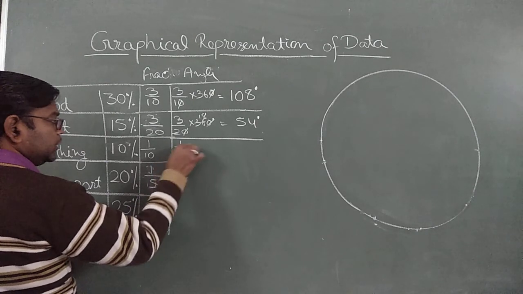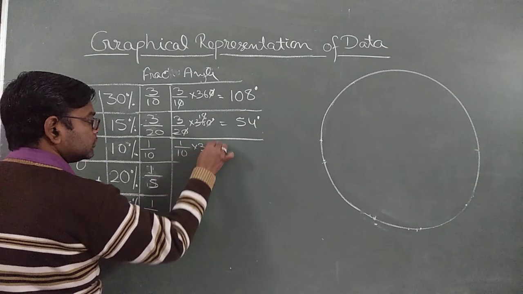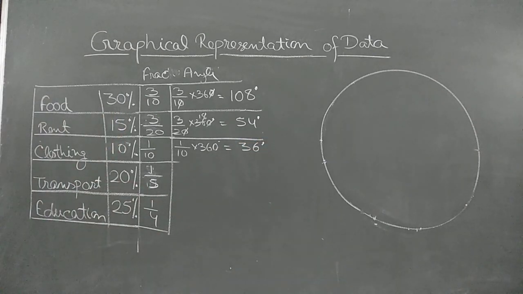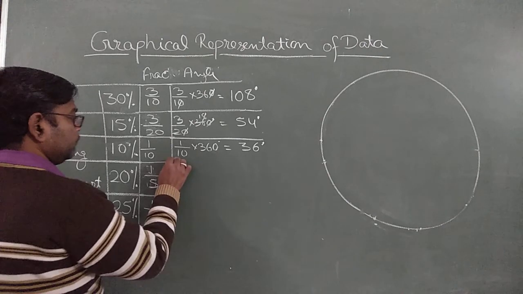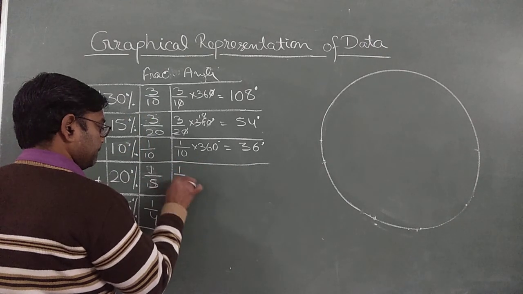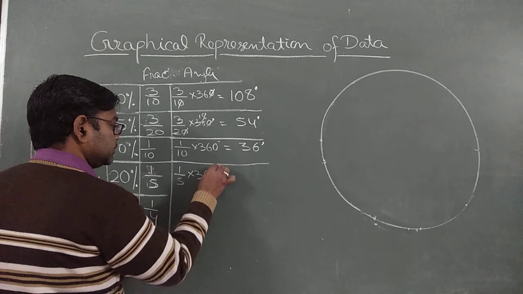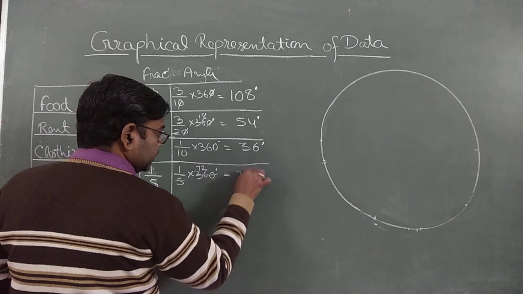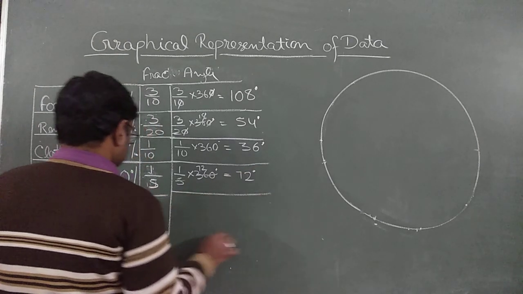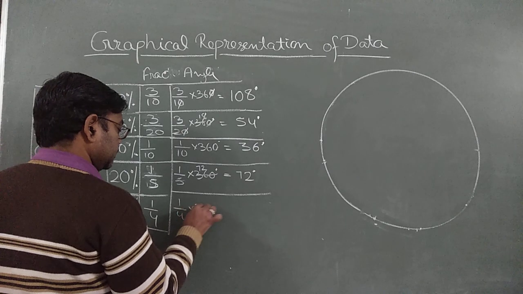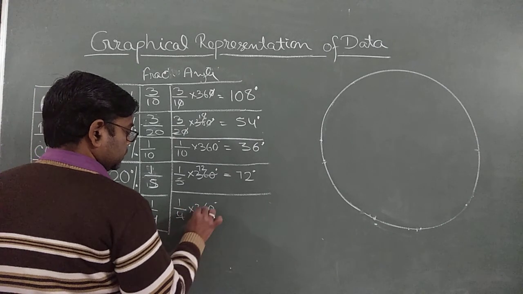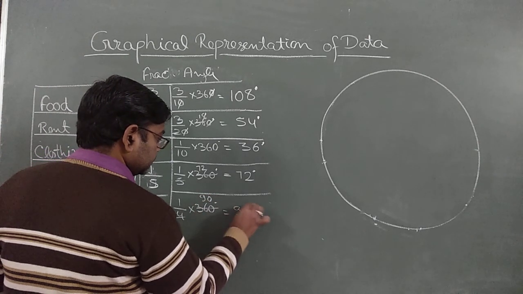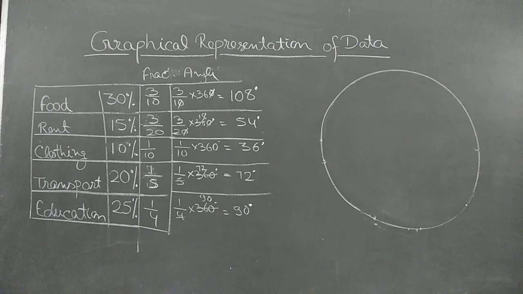Then 1 upon 10 into 360 is 36 degree. Then 1 upon 5 into 360, it is 5 7s are 35, 5 2s are 10, so 72 degree. Now 1 upon 4 into 360, 4 9s are 36, so it is 90 degree. So now we have the angles.